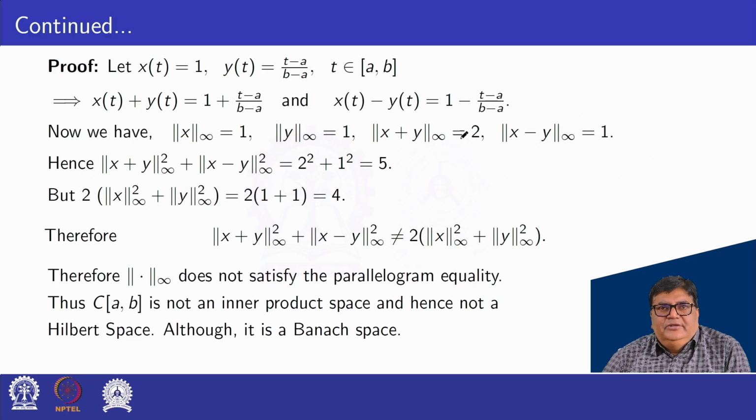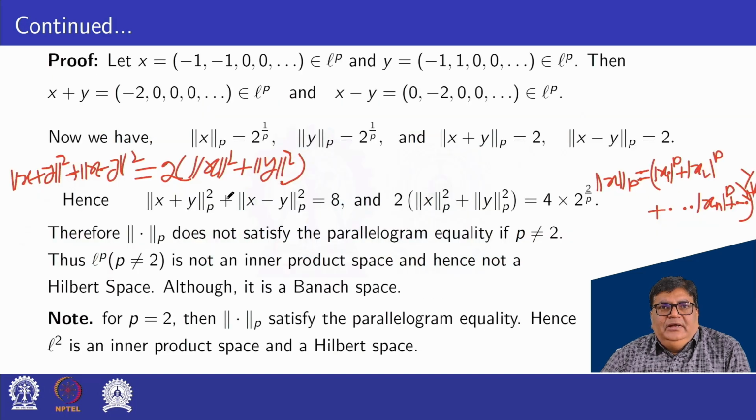That is, the norm of x + y is equal to 2 and the norm of x - y is equal to 1. Hence, the square of the norm of x + y plus the square of the norm of x - y equals 2 squared plus 1 squared, that is 5. And 2 times (norm of x squared plus norm of y squared) is 2 times (1 squared plus 1 squared), that is 2 times 2, which is 4. So the parallelogram law is not satisfied.